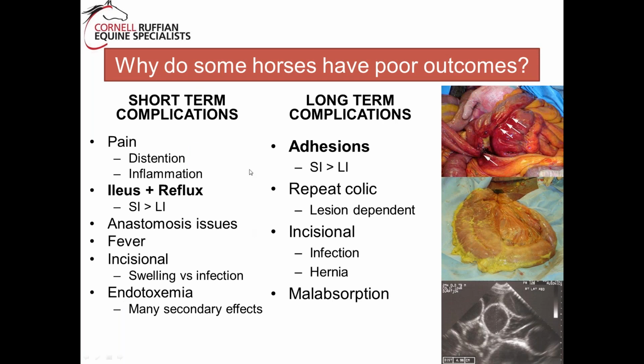If your horse does have surgery, why do some of them still have poor outcomes, even if you do everything right? The short-term complications we see are pain, which can be just from distension. Ileus, which is where the gut has to remember to kick back up and have normal motility patterns. Ileus is where that motility pattern is depressed or decreased. We often see that more with small intestinal lesions than large intestinal lesions. You can have anastomosis issues, so reconnection issues, fever, incisional swelling. These are not the typical pluck a chip out of a joint, go on and do just fine.